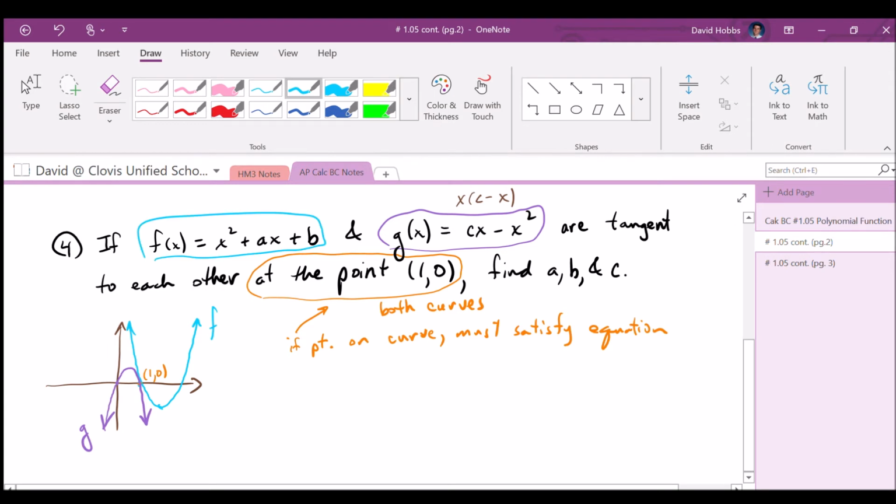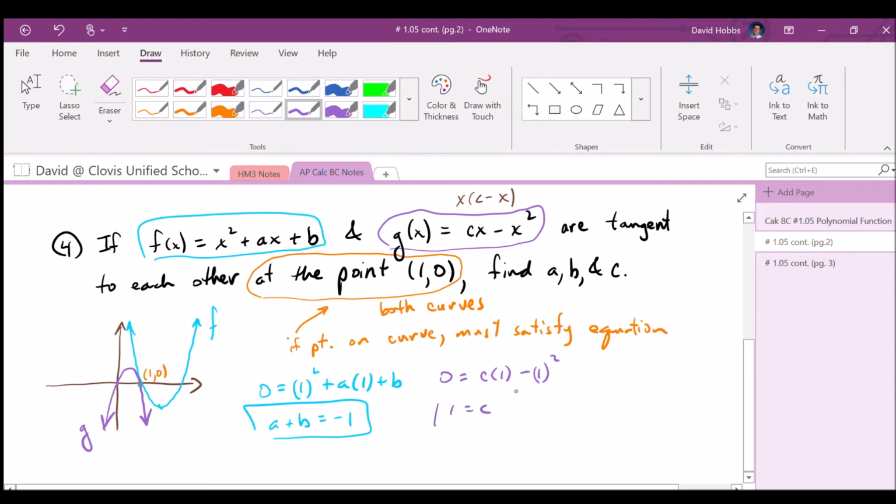So if I have f of x and the point 1, 0 is on the curve, I get 0 equals 1 squared plus a times 1 plus b. So a plus b is negative 1. On the other hand, 1, 0 is also on the other curve, so 0 equals c times 1 minus 1 squared. So c is 1. Okay, so we've solved for c already. Now let's see, what else can we do?